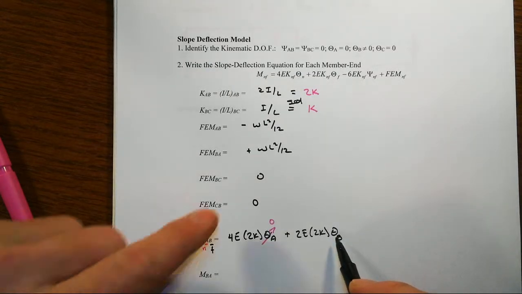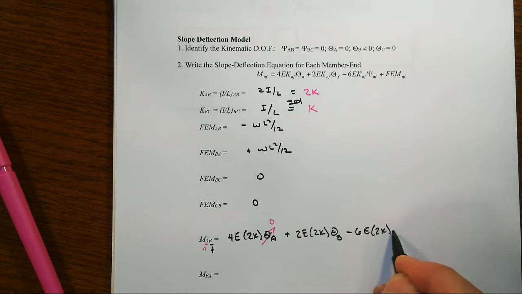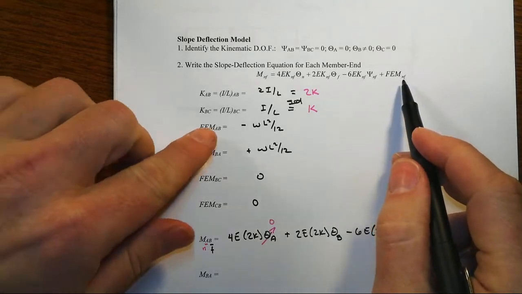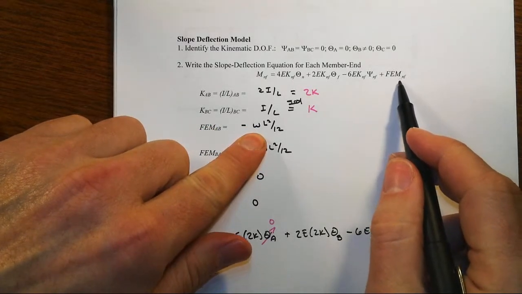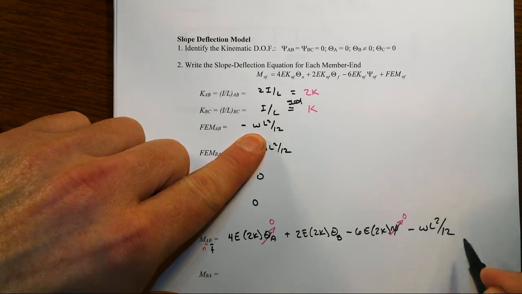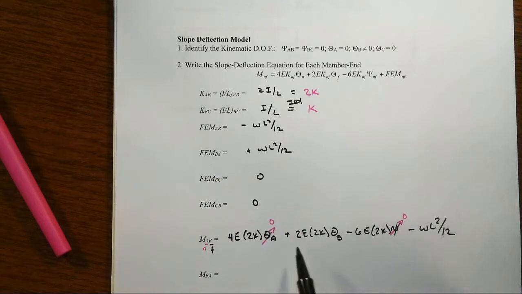Times theta B, because we're at the far end now. And then minus 6E times 2K times the psi of that member, which is also 0. And then plus the fixed end moment, FEM AB, the order matters here on the subscripts. That's minus WL squared over 12. And that clearly is going to simplify down into a much simpler looking equation.